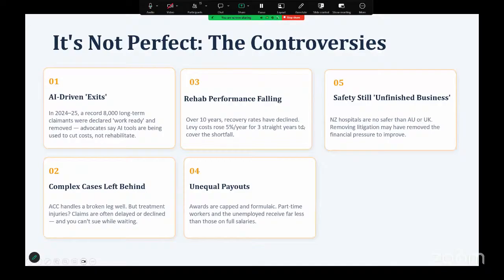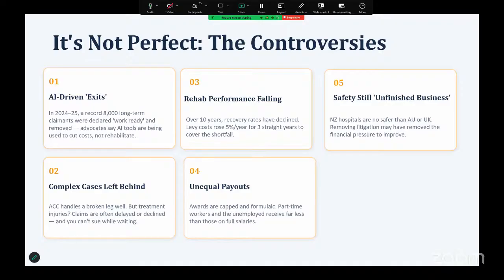All right, although this might sound like a fantasy, and every one of us would be like, wow, mashallah, that's so good, I would love to have that in my country, it's still riddled with controversies. So we have the AI-driven exits. Back in 2024 to 2025, they almost did an automated AI service with a screening in which AI put 8,000 patients that were still under rehab, and AI said that, oh, they're ready to work, they don't need the rehabilitation.